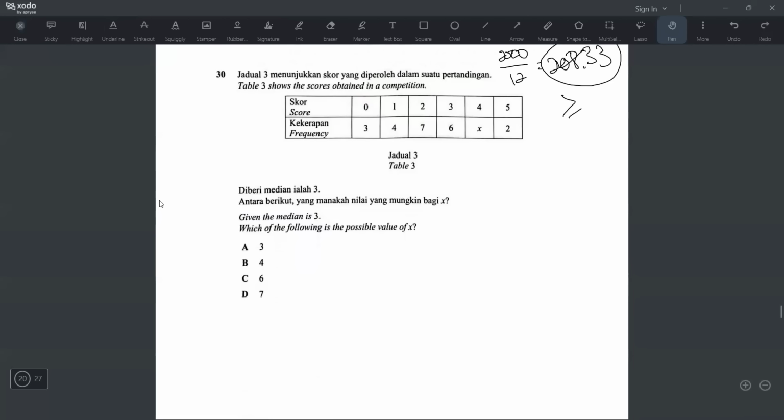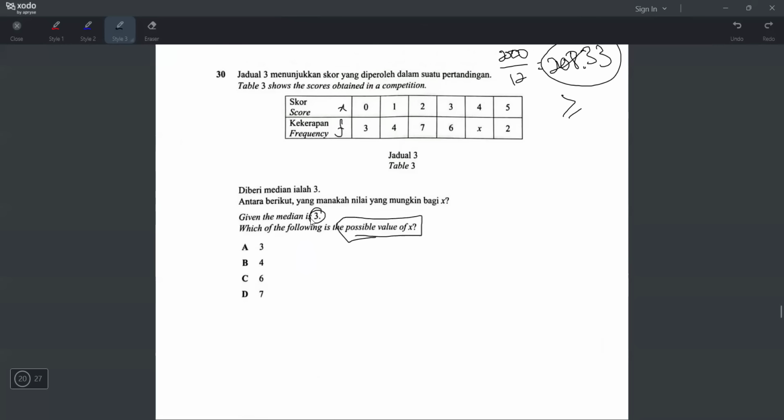All right, 30. This looks like a measures of dispersion, but it doesn't look like group data to me. So maybe it's from form 4, the ungrouped data lah. Table 3 shows the scores obtained in a competition. We have 0, 1, 2, 3, 4, 5, and this is the frequency. So this is the X, this is the F.